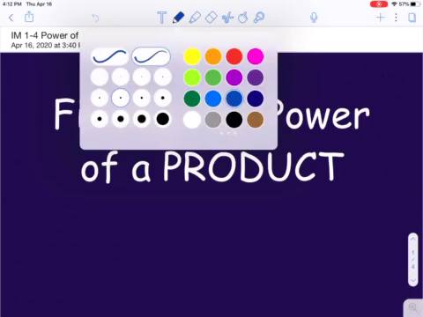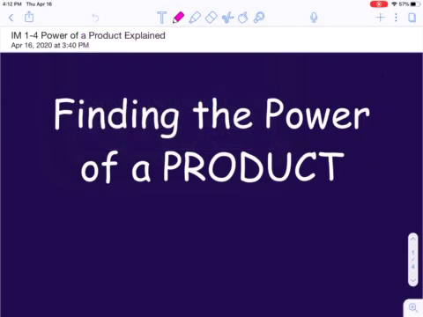Hey everybody, today we're going to talk about finding the power of a product, and I'm going to explain how this works. Let me show you what kind of problem we're talking about, and this is slightly different. You notice I have product in all caps here. Well, I have that because it's different from finding the power of a power. It's not the same thing, it's slightly different. So we're going to talk about what that looks like. It's going to look sort of similar, but there are some pretty big differences.